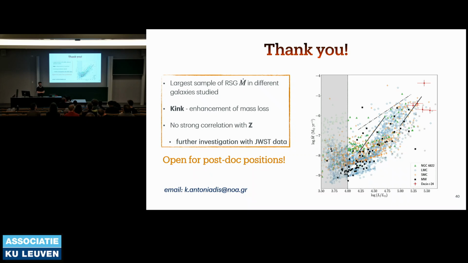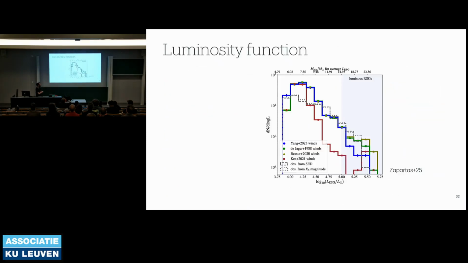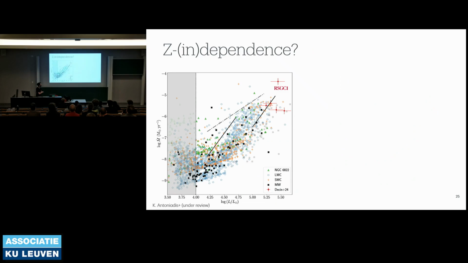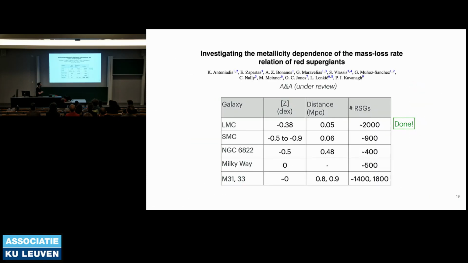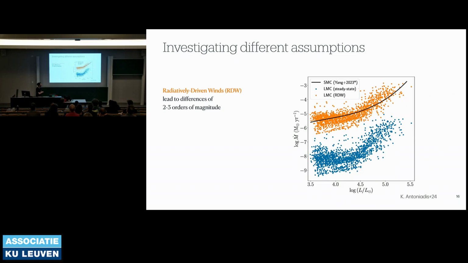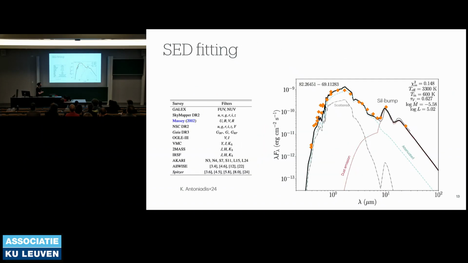I have 2 questions. One of them is when you first determine your sample, you do this in a color-color diagram plot, as I understood it. How certain are you there that you're not catching binaries or other things that you would expect to be there as well that can influence the shape of your color-color plot?